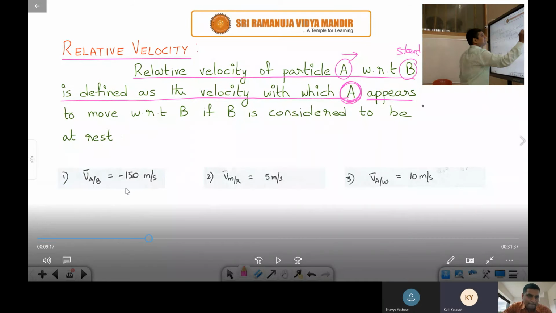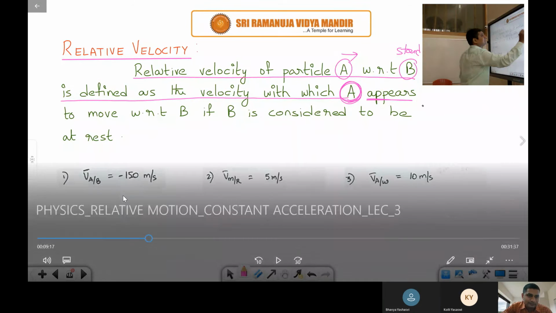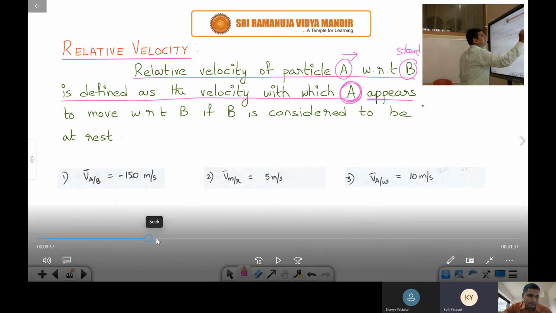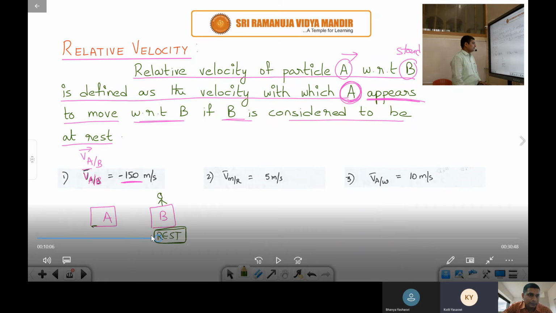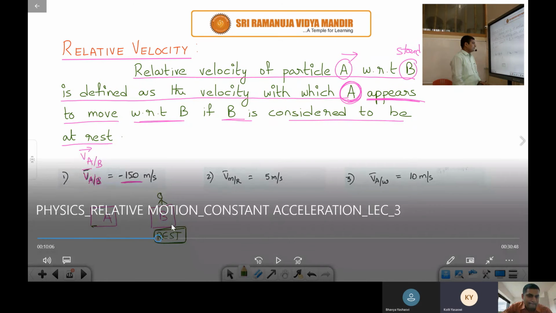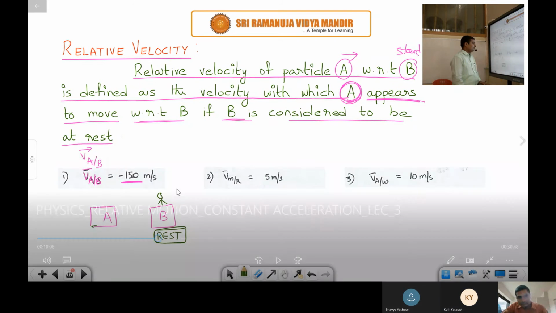What does it mean? When you're standing on B and observing A, the velocity of A is minus 150 meters per second, which means it is moving in the opposite direction, the left side. And B is at rest. Correct. That point you should tell.